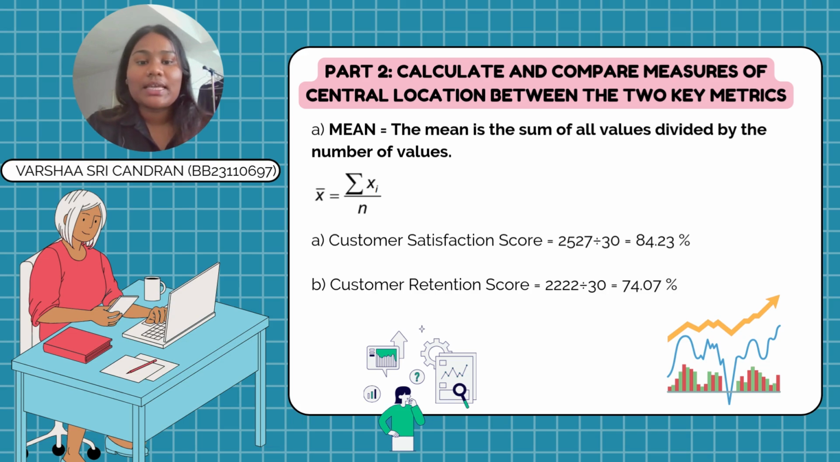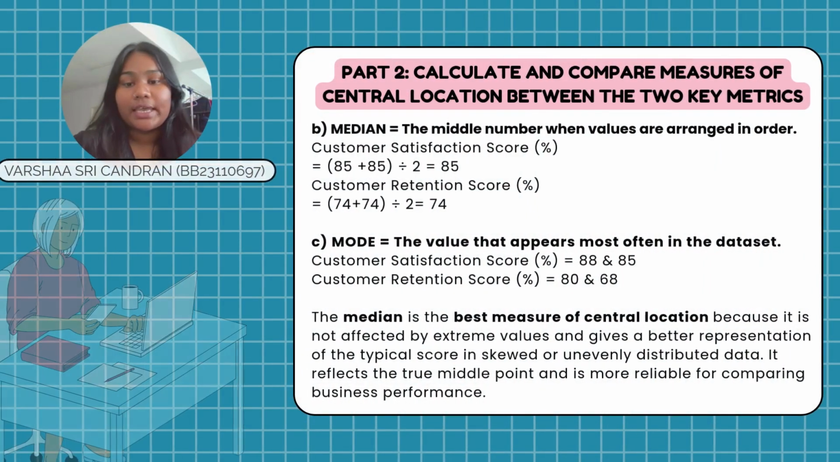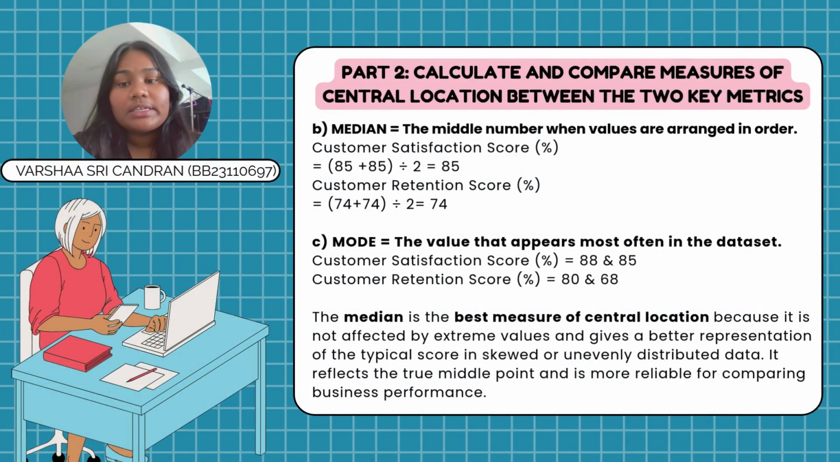For customer satisfaction score it is 84.23%, while for customer retention score it is 74.07%. The second one is the median. The median is the middle number when all the values are arranged in order. So the median values are 85% and 74% respectively.